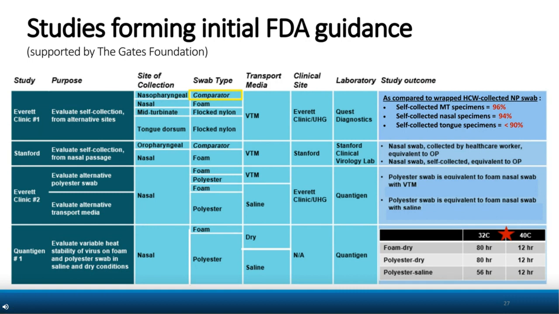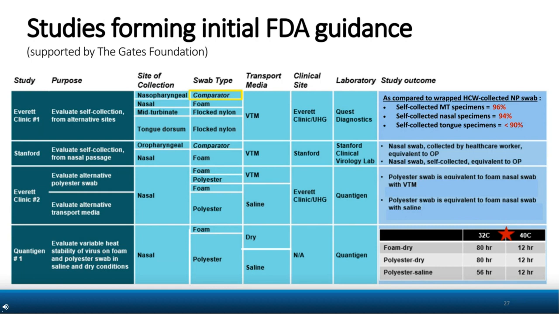The next study, the second study, was done at Stanford. They wanted to look also at self-collection from nasal passages. So they compared throat-collected specimens to nasal swab-collected specimens, also submitted in VTM and tested in the laboratory. And they found that the nasal swab that was collected by the healthcare worker was equivalent to the oropharyngeal swab, also collected by the healthcare worker. They also found that the nasal swab, if self-collected, was also equivalent in sensitivity to the throat swab collected by the healthcare worker. So again, you can see these studies informed what types of specimens could be collected, what kind of swab should be used, and what type of transport media can be used.